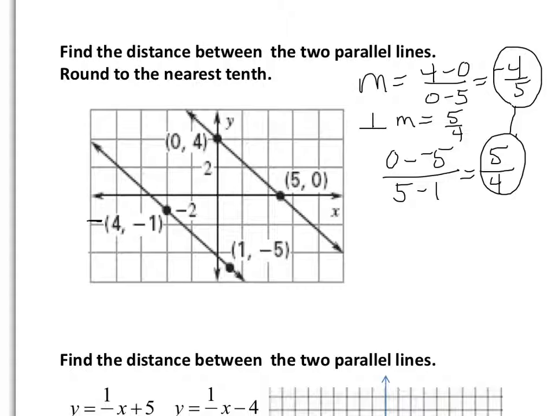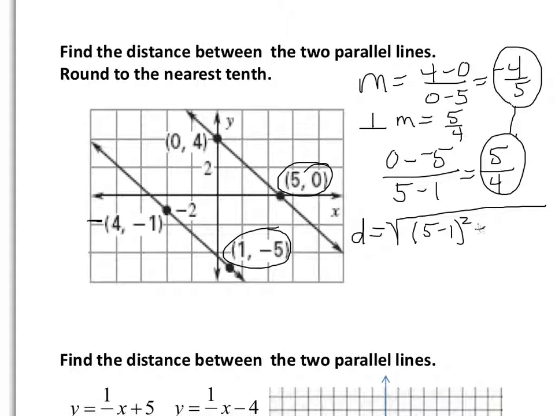So just in case you were going to check the slope between those 2 points, that would be that. Now, since we know that these 2 points, (5, 0) and (1, negative 5), do form a perpendicular slope, we would use the distance formula between those 2 points. So the distance formula is the square root of the change in x squared, so we have (5 minus 1) squared, plus the change in y squared, (0 minus a negative 5), so we have (0 plus 5) quantity squared.